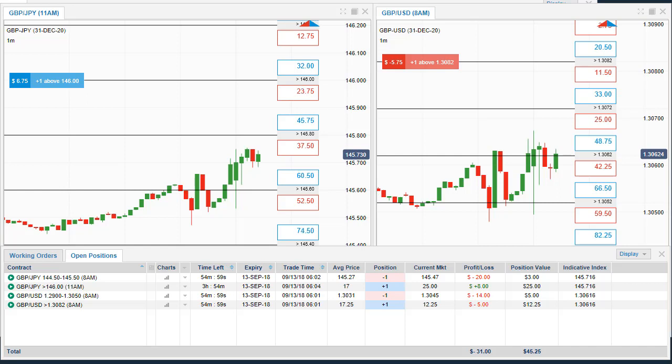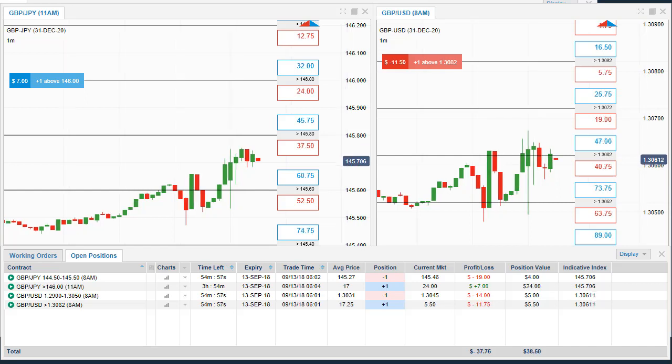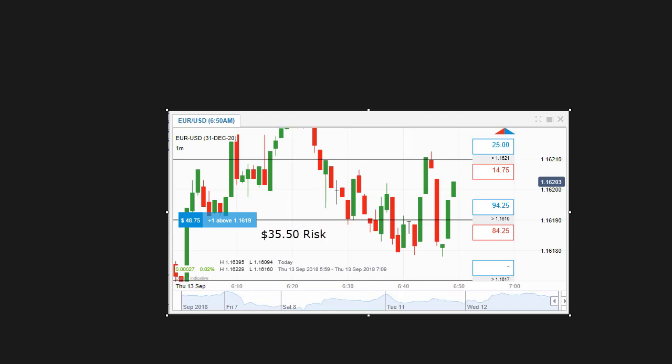Tell you what, while we're waiting on these, I want to show the 5-minute binaries I did this morning. Now this was one, and I waited for this bar to develop, and the risk on this one was $35.50. It did expire in the money. This was just a few seconds before expiration, maybe 40 seconds. It did expire in the money, so on this one, I realized the full profit potential.